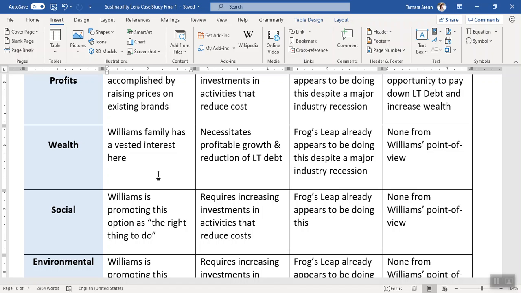The downside to this, though, is it requires increasing investments in activities that reduce costs, right? Bringing on those seasonal workers full time when there might not be so much work in the off season could be a liability for the business. The workers could be sitting around twiddling their thumbs or doing projects that aren't really profitable, just because Williams wants to be jumping in and doing the right thing socially. So that's a flip side. That's something to be thinking about.